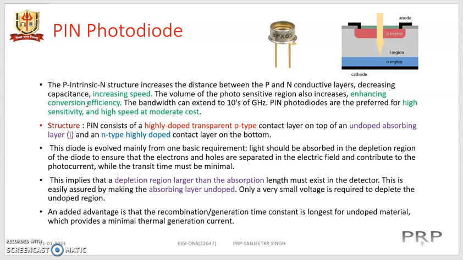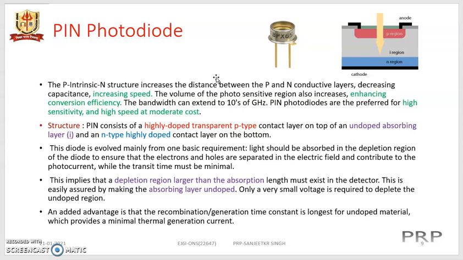Now here we have the second type of photodetector, that is the PIN photodiode. The PIN photodiode is similar to the PN photodiode, except that there is an insertion of the I layer in between the P and N conducting layers. That will decrease the capacitance, because the capacitance is inversely proportional to the distance between the plates, and in this way it increases the response time.